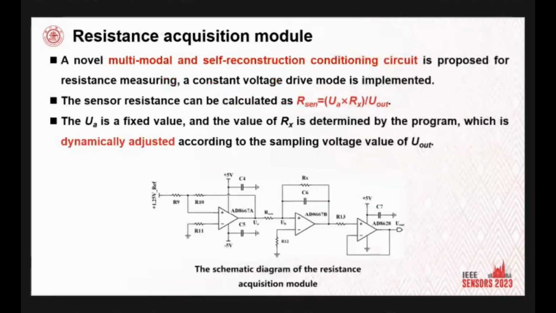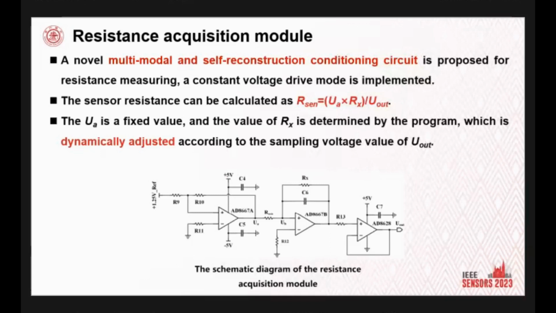The resistance acquisition module is the core component of the whole system, and the multi-module self-reconstruction conditioning circuit is employed to match the resistance of the material. In this work, the constant voltage drive mode is implemented, and as shown in the schematic diagram below, the resistance can be expressed as the equation.